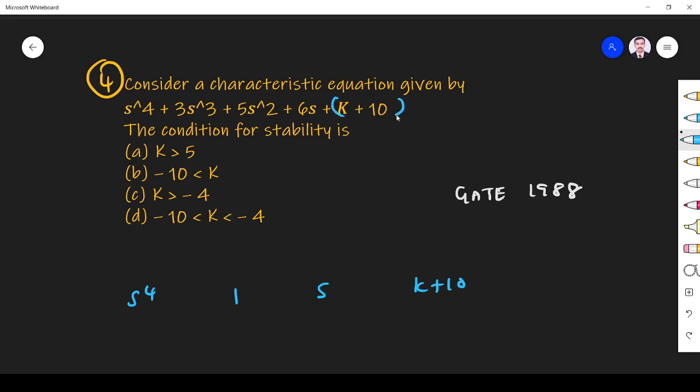So k plus 10 is s power 0. S power 4 even number is 1. This is 1. This is 5. This is even coefficient. Next we write the odd coefficients 3 and 6. Now what we have to do?